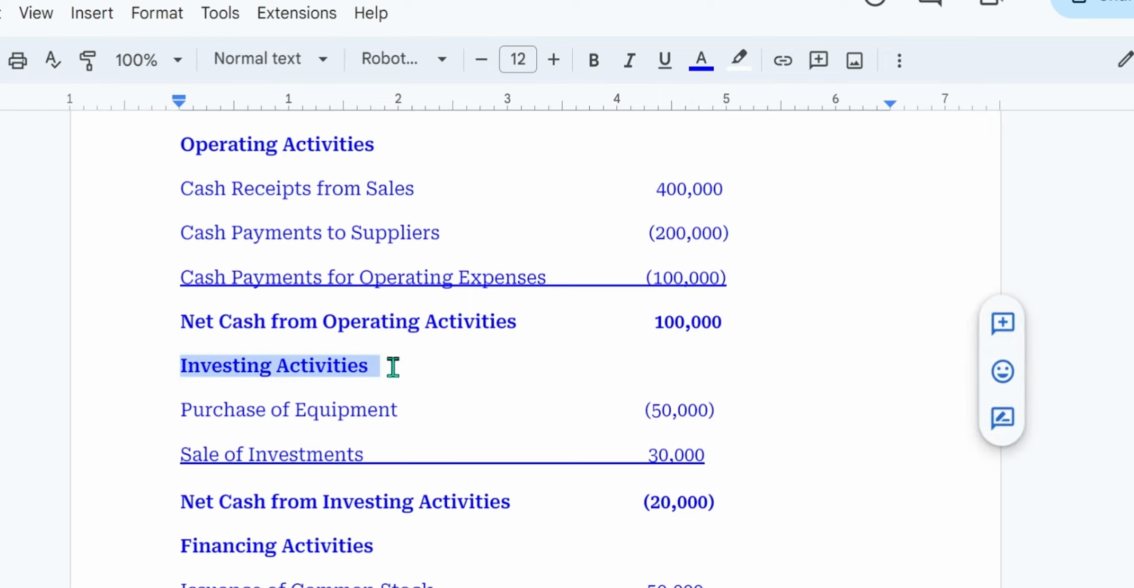Investing activities, we have purchase of equipment. This is when investment is made into or out of the business. So purchase of equipment, that's an investment, but you have to pay for the equipment. So it's a cash outflow of 50,000. Sale of investment, so the company might have some funds it had invested in securities and it decided to sell some of those. So it gets cash, and that's an inflow. Netting these two gives us net cash from investing activities, which in this case is an outflow of 20,000.